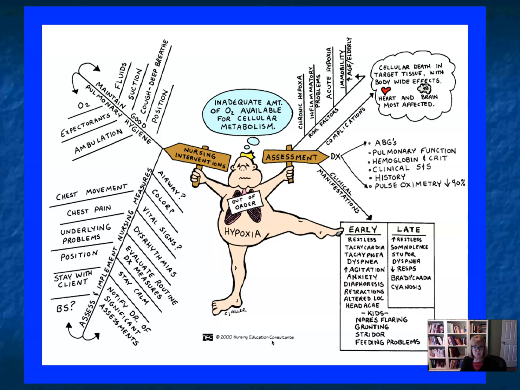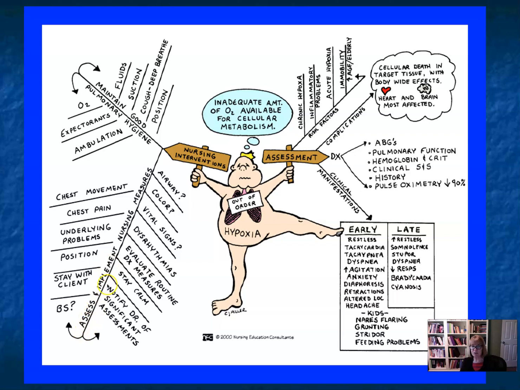I took this picture in because I just thought it was a great concept map to give you some ideas of how you might study some of this material. And in this situation, we've talked about hypoxia. That was in part 1. So this is how a concept map might look. And so over here, some ideas. How could we maintain good pulmonary hygiene with oxygen, expectorants, ambulation, fluids? Do you see how they landed all here? These are nursing interventions. And what assessments might we make to help people?